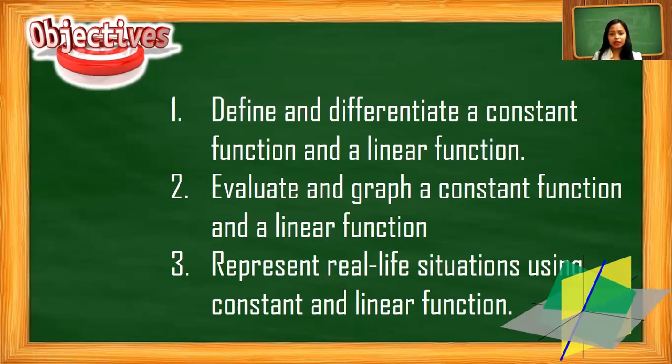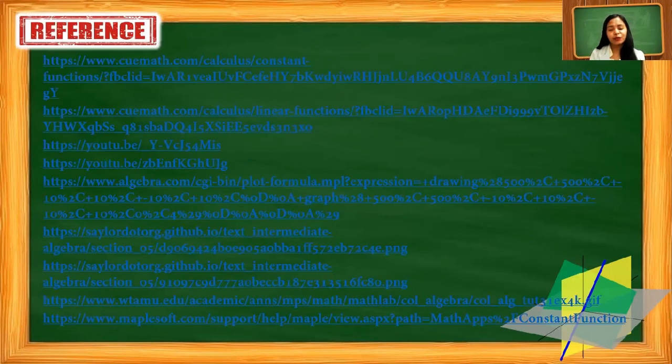And now let us check if our learning objectives are achieved. We had defined and differentiated a constant function and a linear function. Check. We had evaluated and graphed a constant function and a linear function. Check. We represented the real-life situation using constant and linear function. Check. So if you are going to have some research for you to understand more about the linear and constant function, I have here our references.